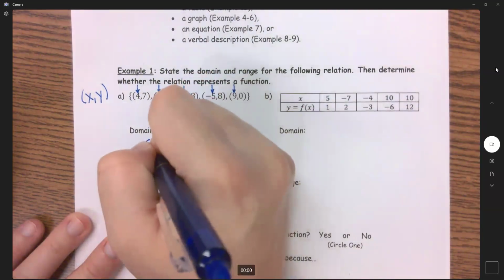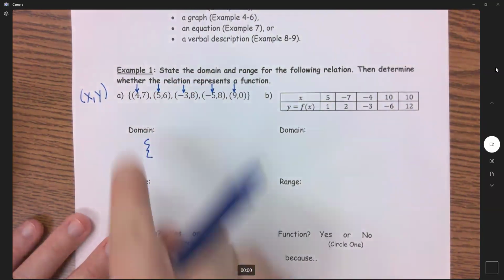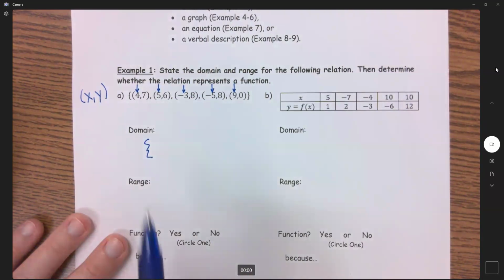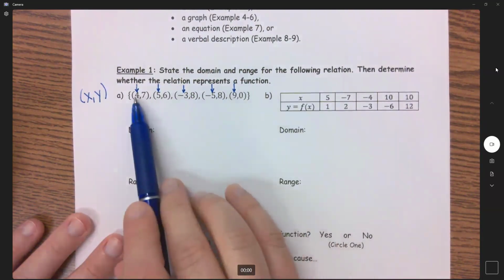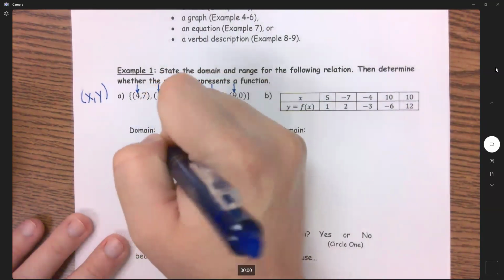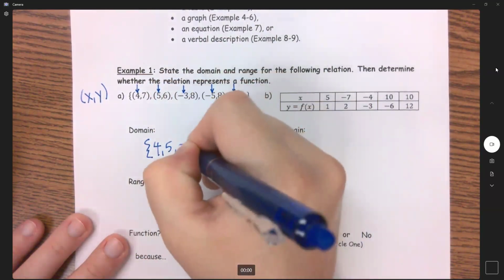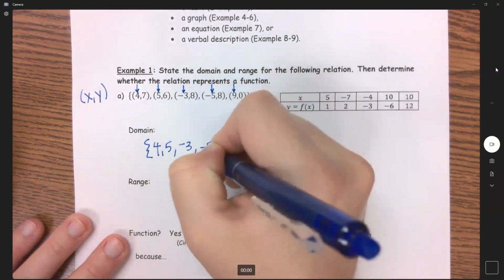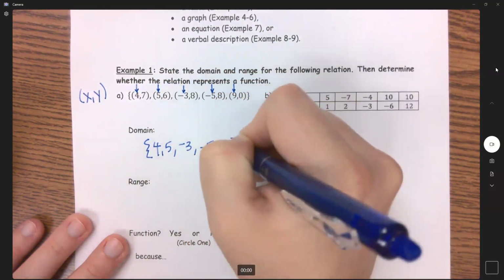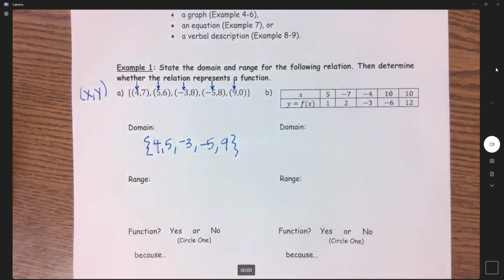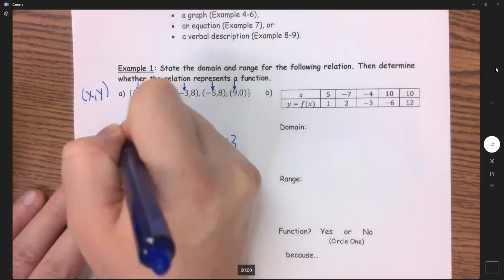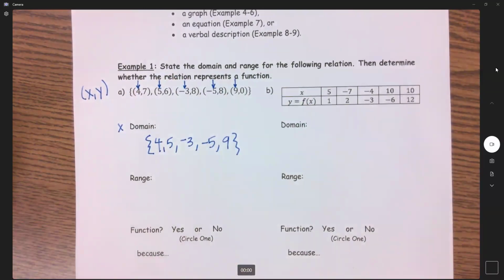So my domain, we're going to start with some fancy squiggly brackets like we have right here. And I'm going to list all of these x values. We have 4, 5, -3, -8, and 9. And then we will end it with our fancy squiggly brackets. So my domain was all of my x values there.